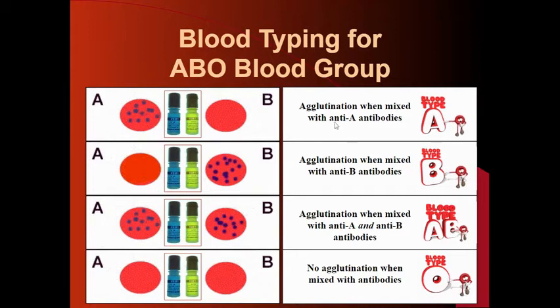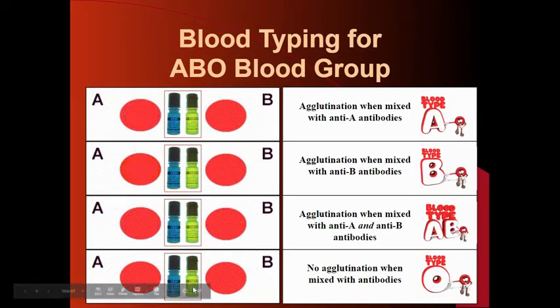So agglutination when mixed with the anti-A antibodies means that this person has type A blood. The antibodies found the A antigens. In the second case, the antibodies found the B antigens, so that would be an individual with B blood. In the third case, the antibodies found A and B antigens, so that would be an individual with AB blood. And in our fourth case, no antigens were found, so that would be an individual with type O blood.